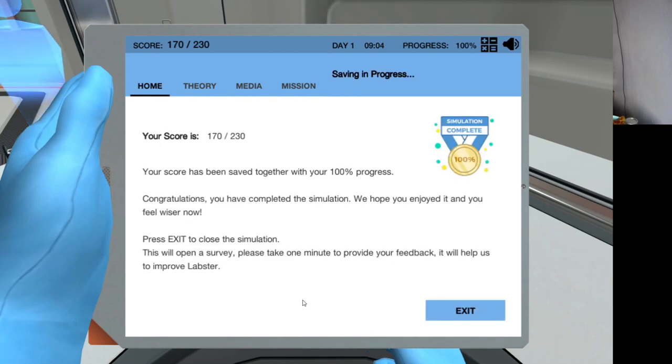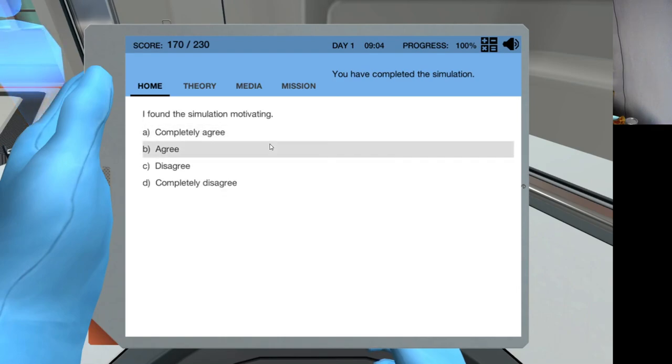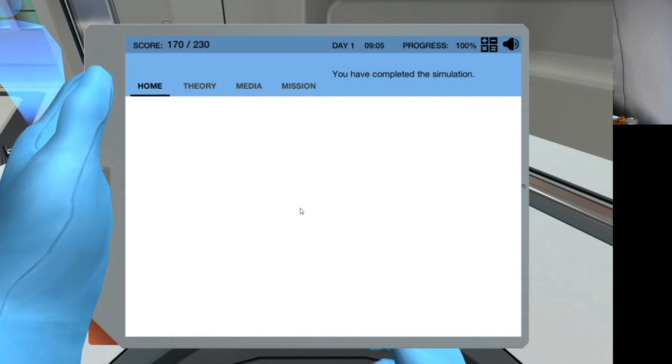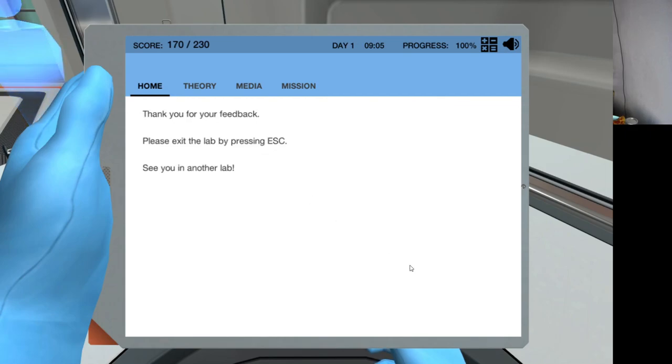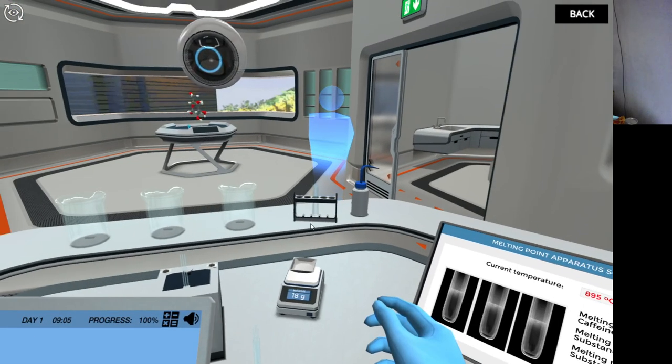Your score has been saved together with your 100% progress. Congratulations, you have completed the simulation. I gained relevant knowledge by using the simulation. I found the simulation motivating. I feel more confident about my lab skills after the simulation. I feel that I can apply what I have learned in the simulation to the real world. In general, I was pleased with it. Thank you for your feedback. Please exit the lab by pressing escape. See you in another lab. Well, that's that. Isn't that trippy, huh?